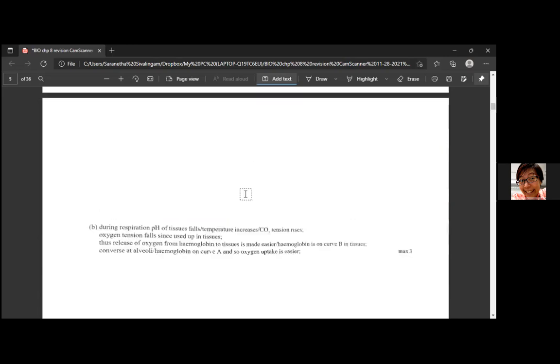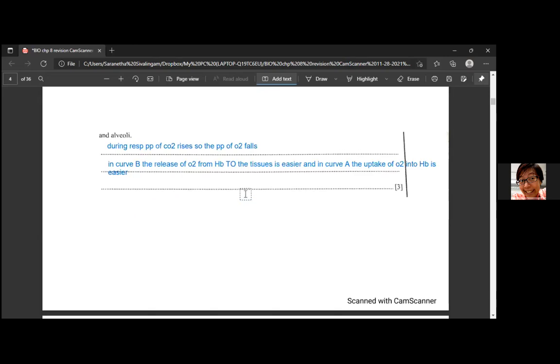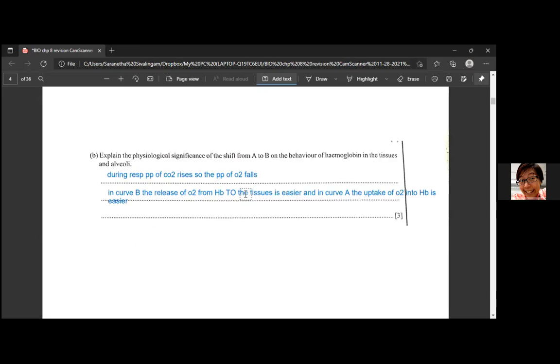Can I modify the mark scheme? The first marking point, I think, is more accurate to say during aerobic respiration. During aerobic, because respiration, we've got two types, right? Aerobic and anaerobic. So for anaerobic, oxygen is not required. And in anaerobic, CO2 is not released for mammals, because in anaerobic respiration, mammals produce lactic acid. So you need to write aerobic.